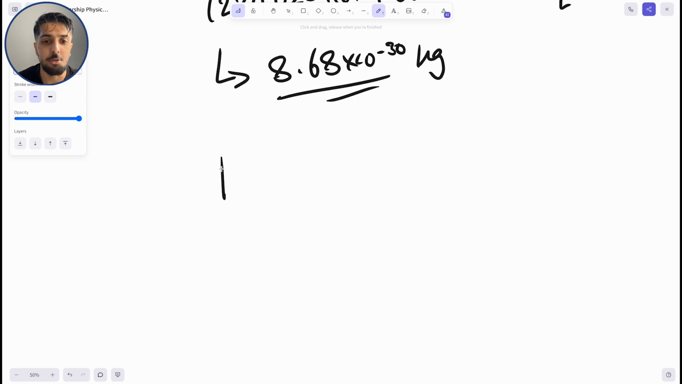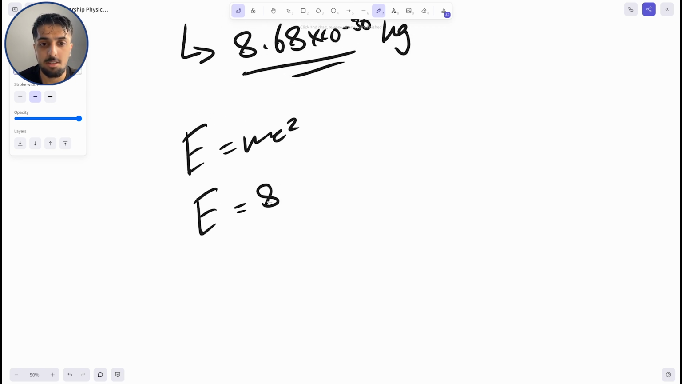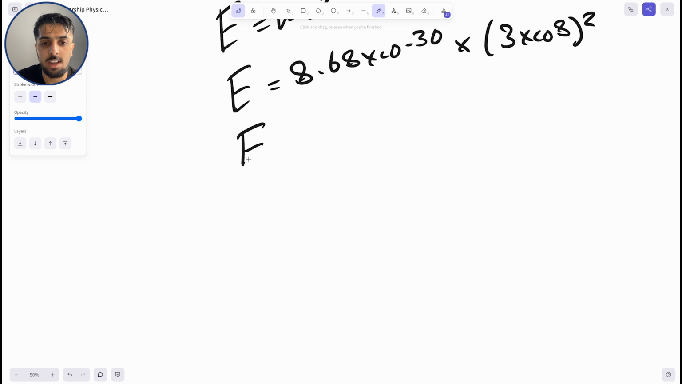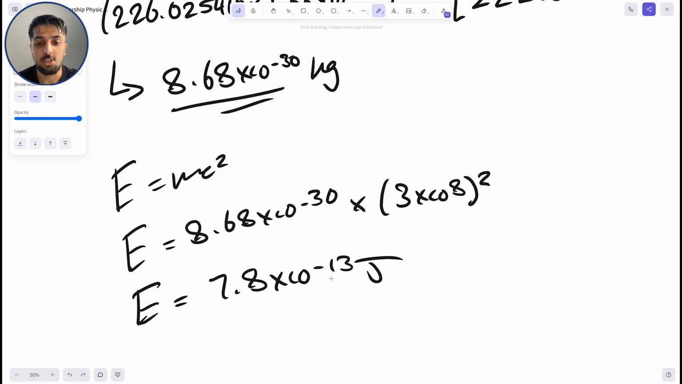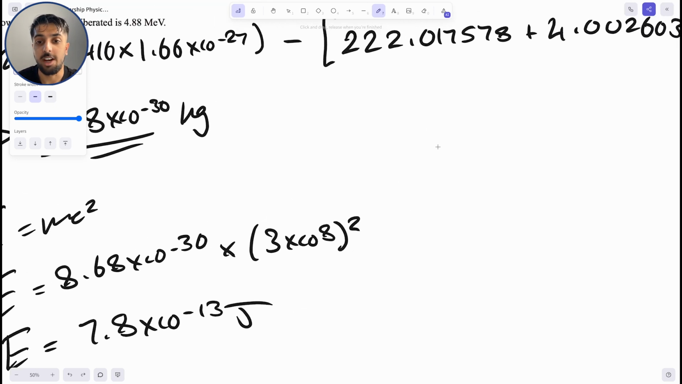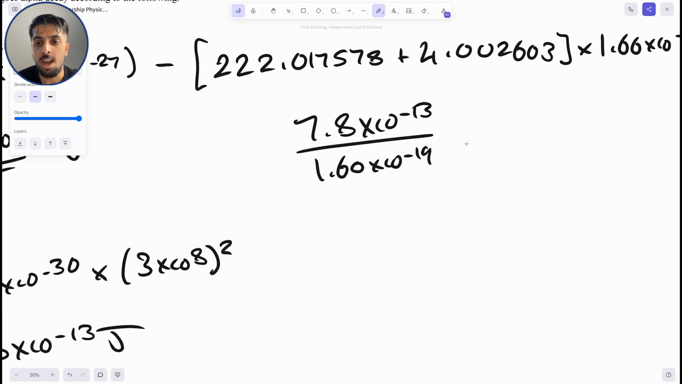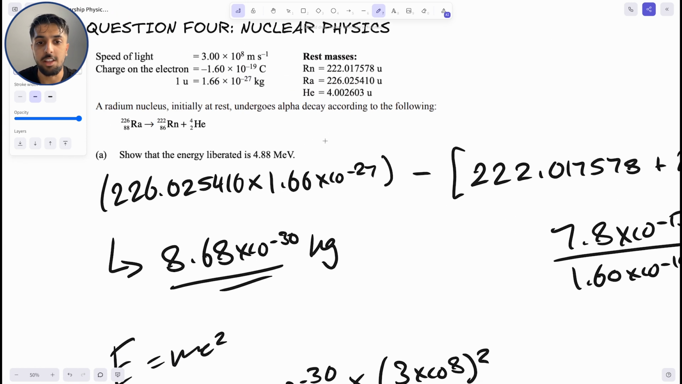There we go. Now we know E is equal to mc squared, and therefore our energy is equal to the mass deficit times the speed of light squared, and that gives us an energy of 7.8 times 10 to the negative 13 joules. So now we can take this total energy and we can divide it by the charge of an electron to get the answer in electron volts. And that gives us a value of 4.88 mega electron volts, which is the value that we are trying to find.